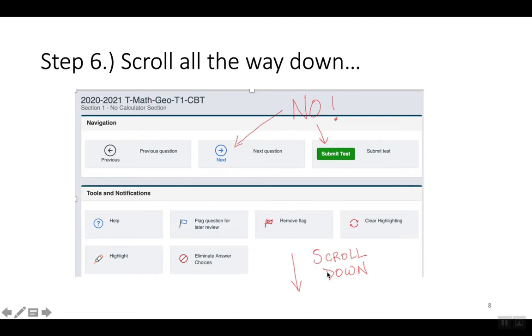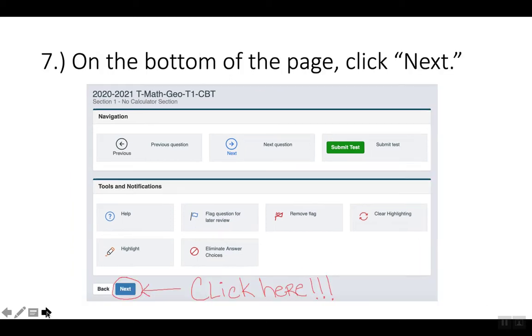To move on to your first question, you got to scroll further down. Notice that nothing else appears here. I did that on purpose because that's how it usually comes up on your screen. You got to scroll further down. Once you scroll further down, you'll see that down here there's a button to click to go to the next screen. That's where you would click to go to your first question.